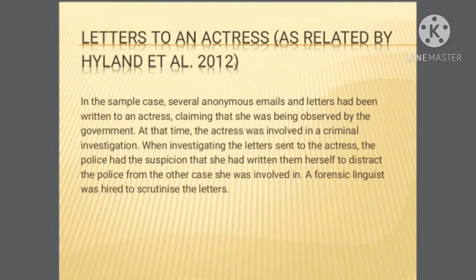This case talks about letters to an actress. In the sample case, several anonymous emails and letters had been written to an actress, claiming that she was being observed by the government. At the time, the actress was involved in a criminal investigation. When investigating the letters sent to the actress, the police suspected that she had written them herself to distract the police from the other case she was involved in.